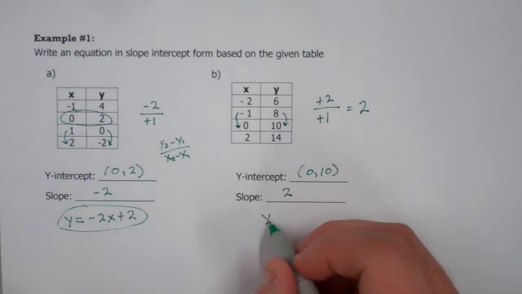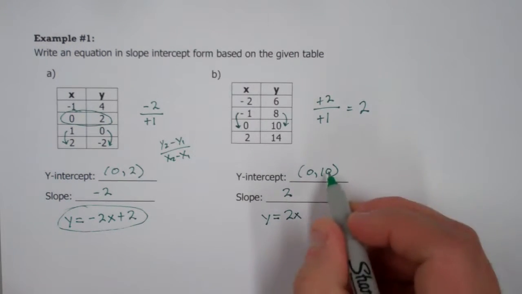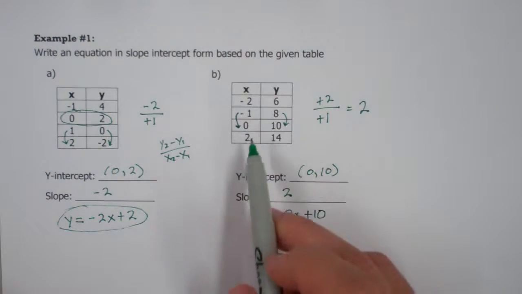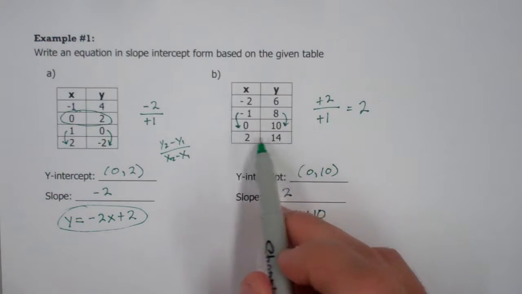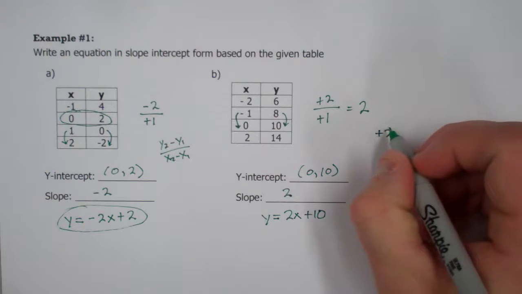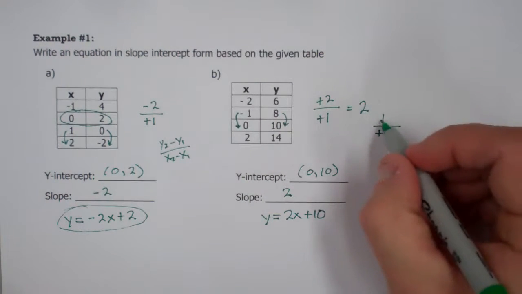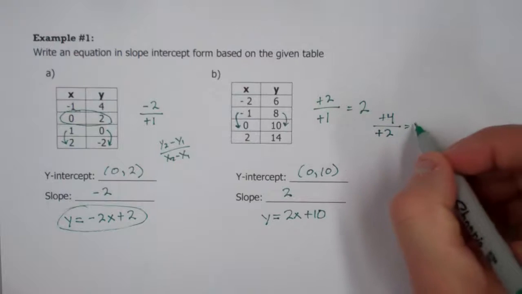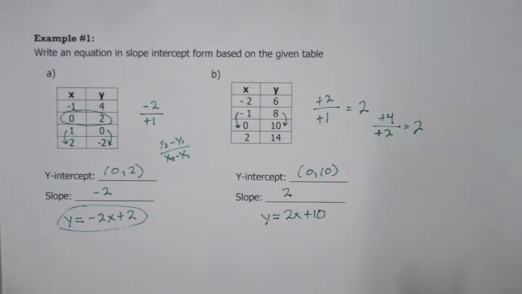So this will be y is equal to 2x plus 10. Notice how even if you picked this pair, the change in x would be positive 2, and the change in y would be positive 4. And 4 divided by 2 is still 2. That's the slope.